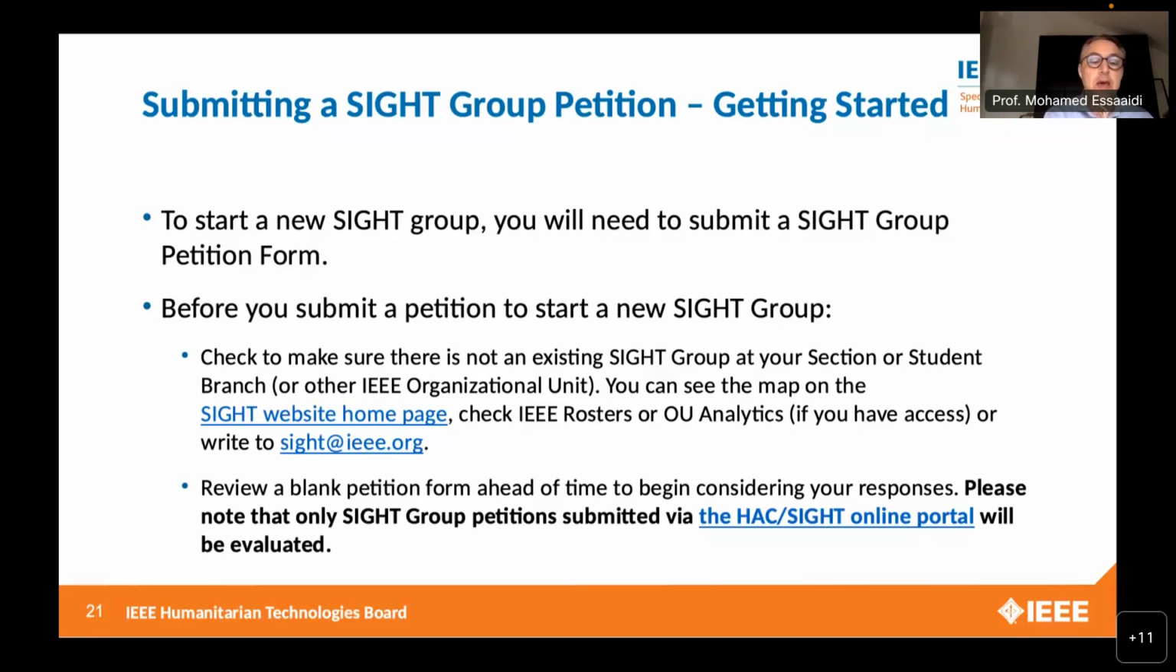Review a blank petition form ahead of time to begin considering your responses and to see what information is required to fill in the form. Please note that only SIGHT group petitions submitted via the online portal will be evaluated. So you don't have to send the form through email as an attached file. You should go through the portal.